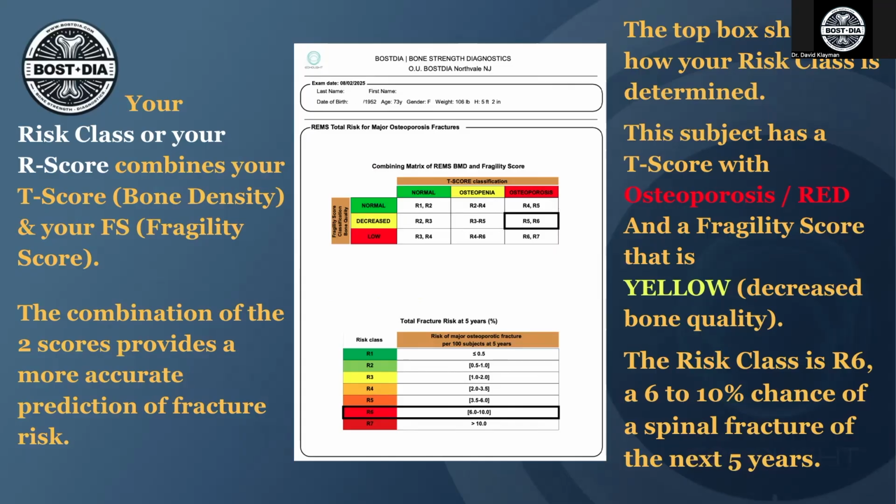Now, the risk class puts you together with people who have a similar T-score, similar age, similar demographic, ethnicity, weight, and height. We group together people like you, and we look at what is the risk that you will, being in this group, have a fracture in the next 5 years in the spine.